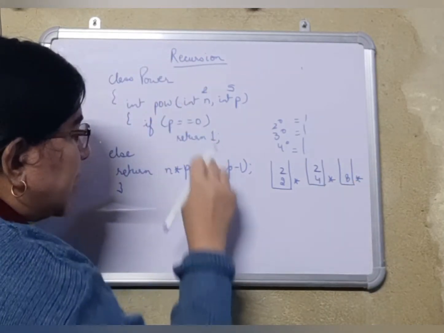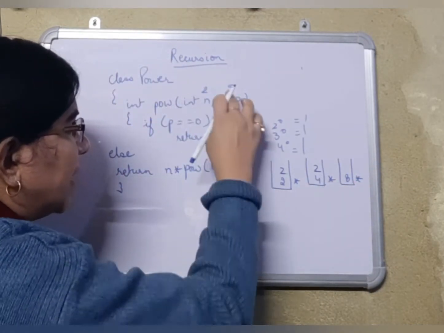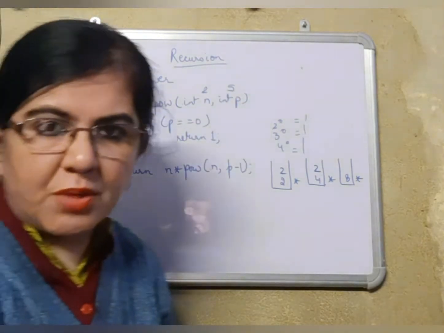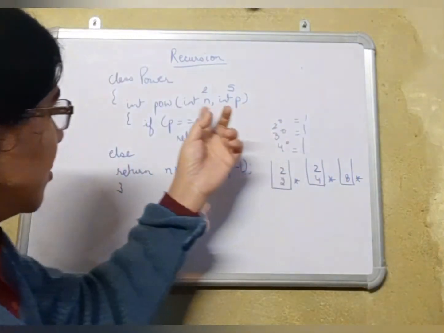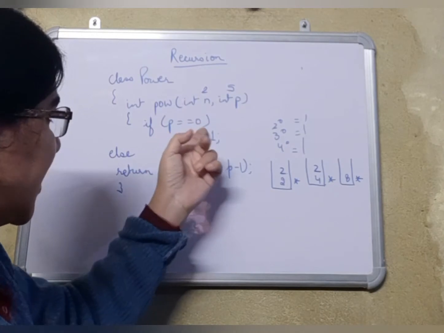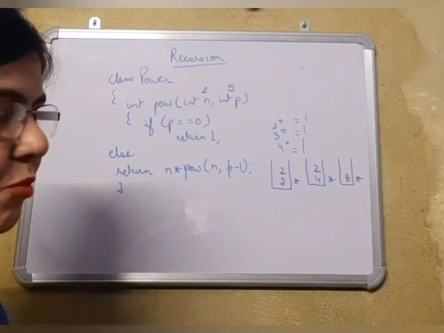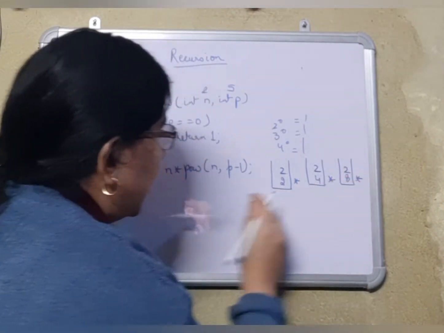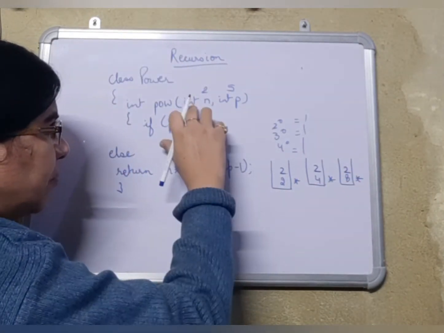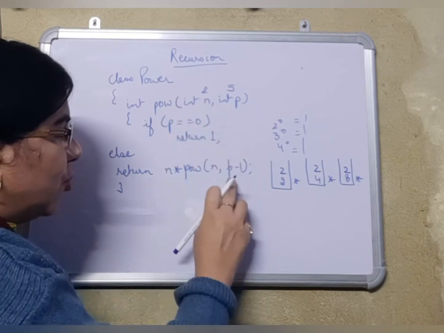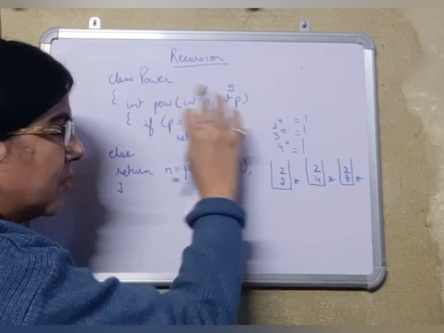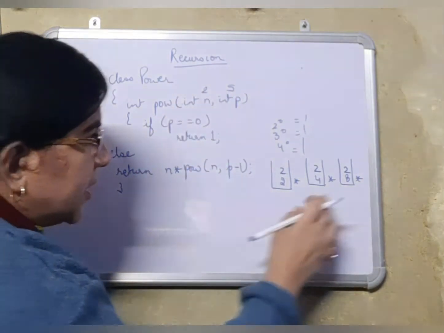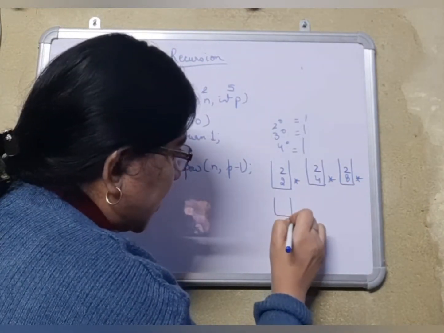Now power will call itself and send 2. P minus 1, 3 minus 1 is how much? 2. So 2 and 2. Is 2 0? No. Again it will come to the recursive part, and here n into. N is how much? 2 only. Then it will call the power function. It will send 2. 2 minus 1 is how much? 1. It will come inside. Till that time 2 into 8 was 16 in the memory.